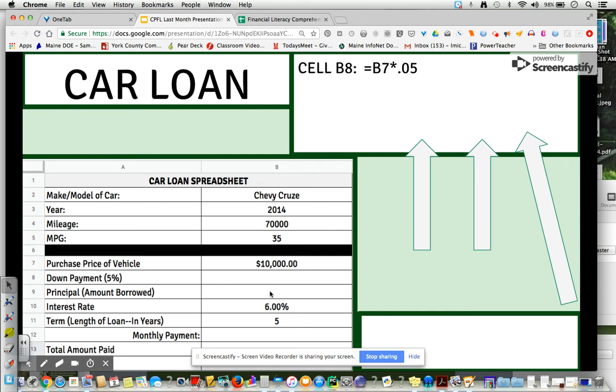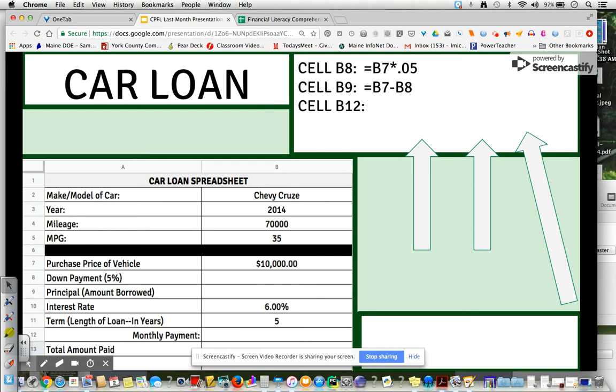Now, what is the principal amount or the amount of money that you borrow? Okay, so you would take the purchase price and subtract the down payment. So again, you need to be able to apply past knowledge to new situations. So the formula here in the principal in cell B9 would be equals B7 minus B8. Okay, so the purchase price minus the down payment. Remember, you're going to be writing out a check on this on your handout. You do have to hand that sheet of paper in when you're done with the car loan spreadsheet.